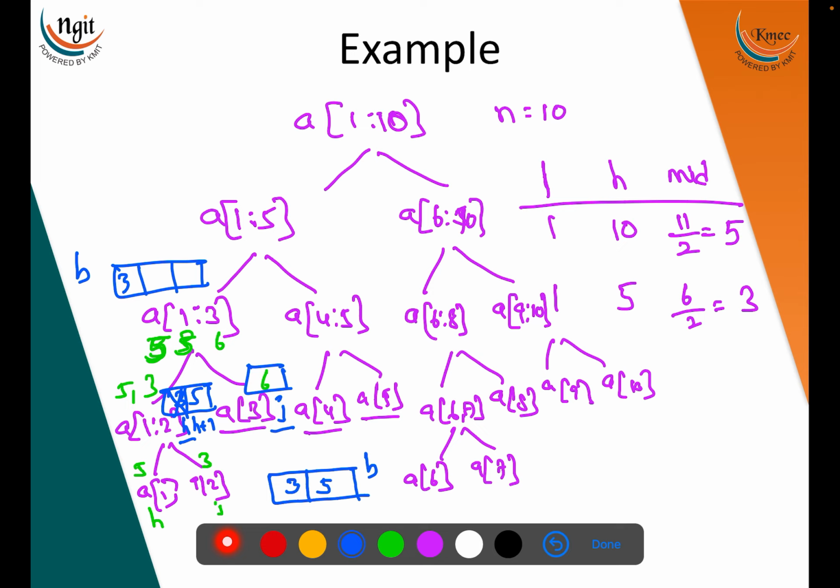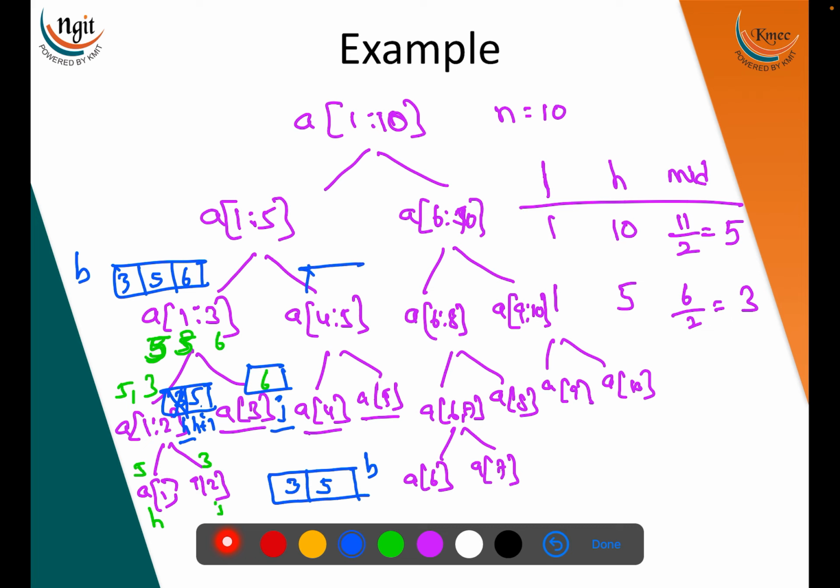Now H will get incremented by 1, which is H plus 1. Now it is 5. Now the comparison will be between 5 and 6. Which is smaller? 5 is smaller. The other element will get written as it is. So this is what combining the solution is.